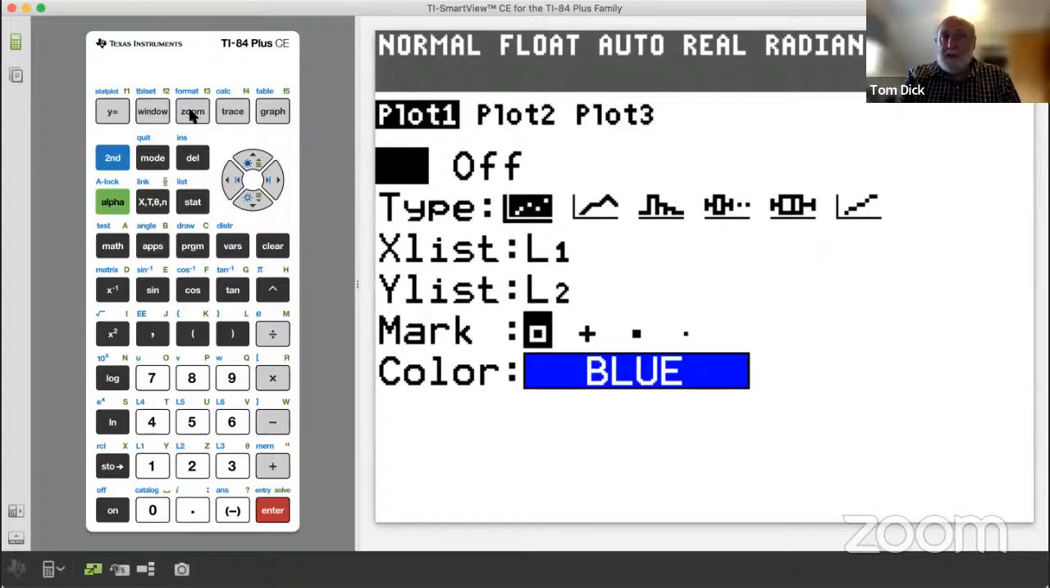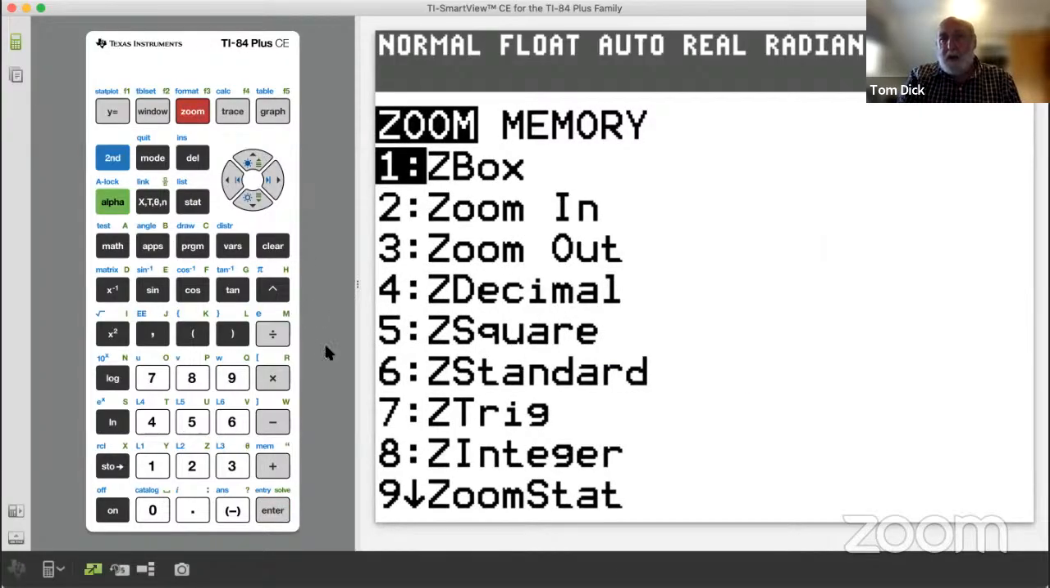And I think for this one, I'm just going to go ahead and use, well, let's see. It's good to point out on your zoom menu, there's one called zoom stat. See that one at the bottom? That's going to automatically set your window range to include all the data nicely in view. So let's go ahead and use that one. I'll go ahead and scroll down to it, or you could just hit the number 9.